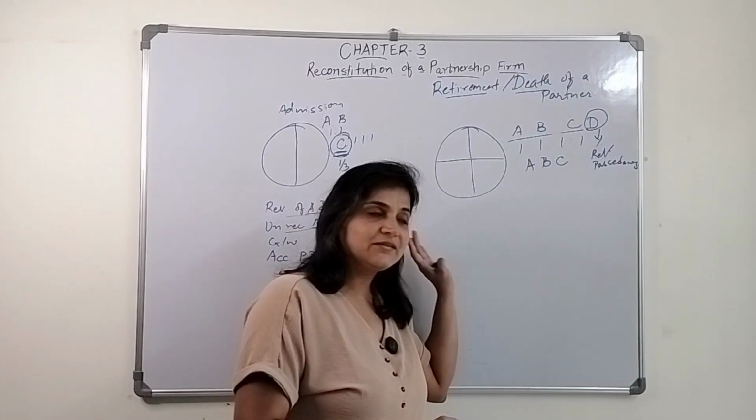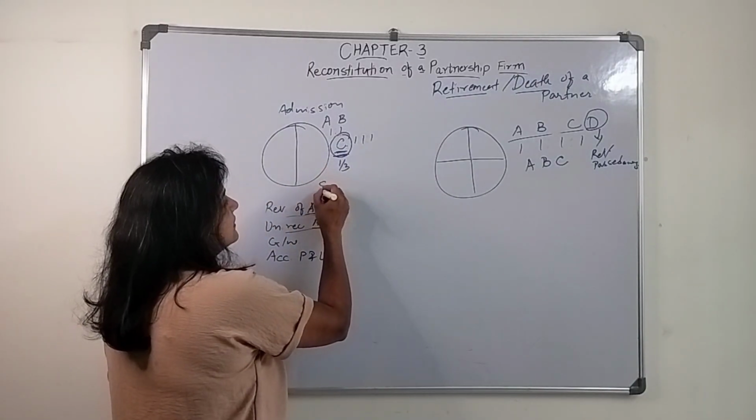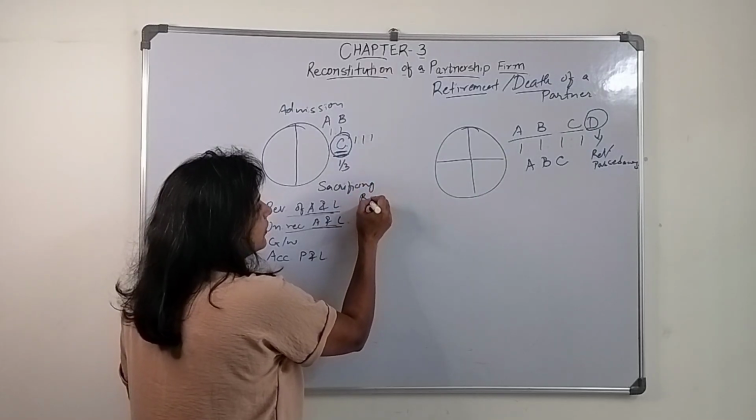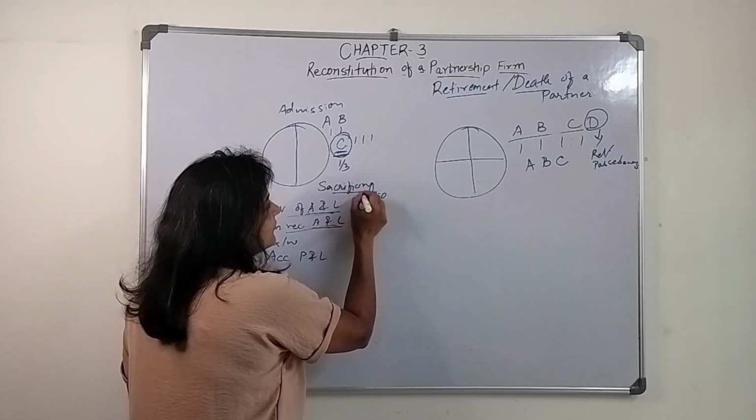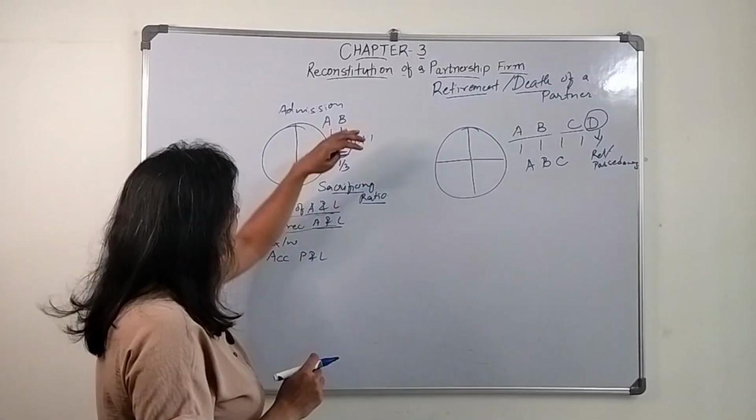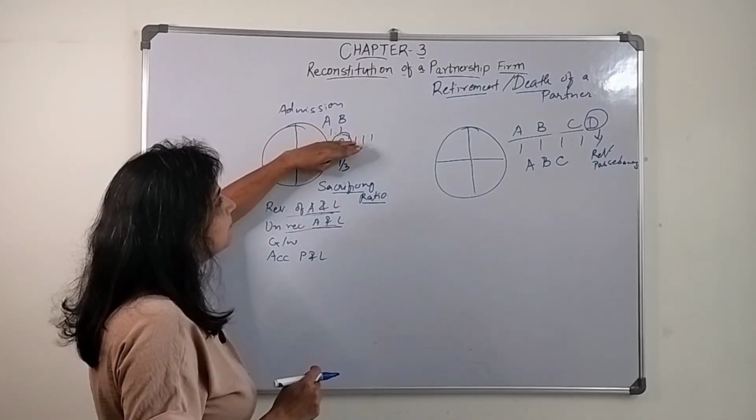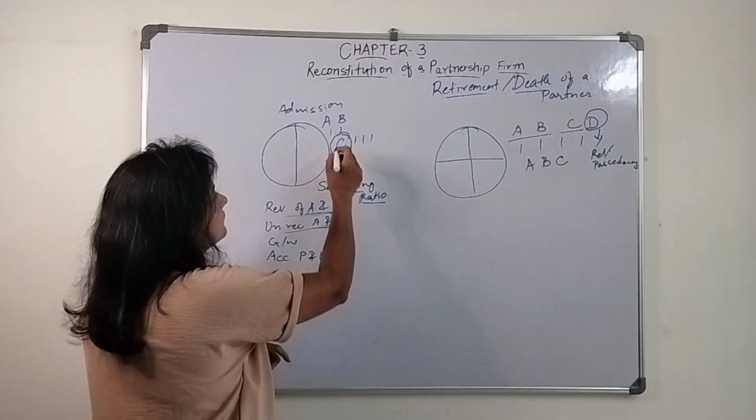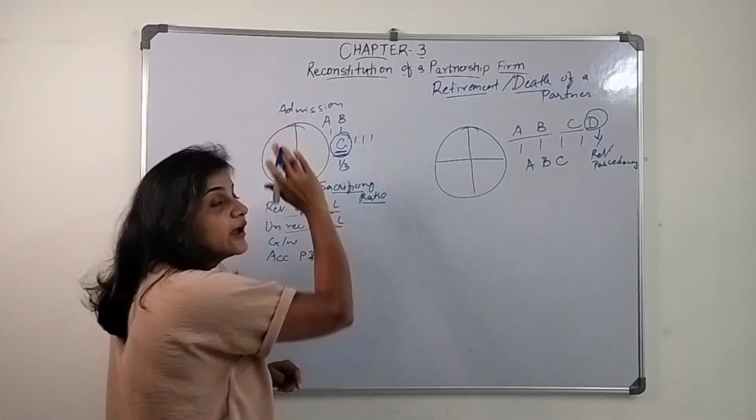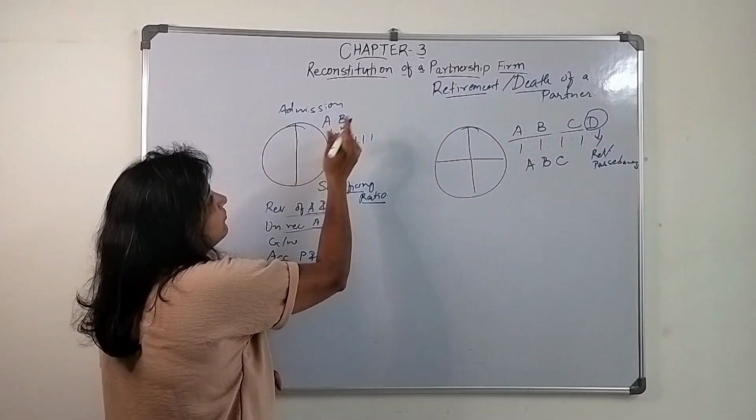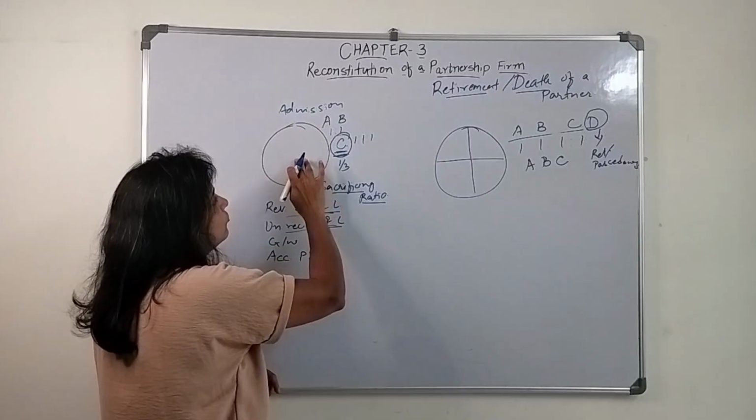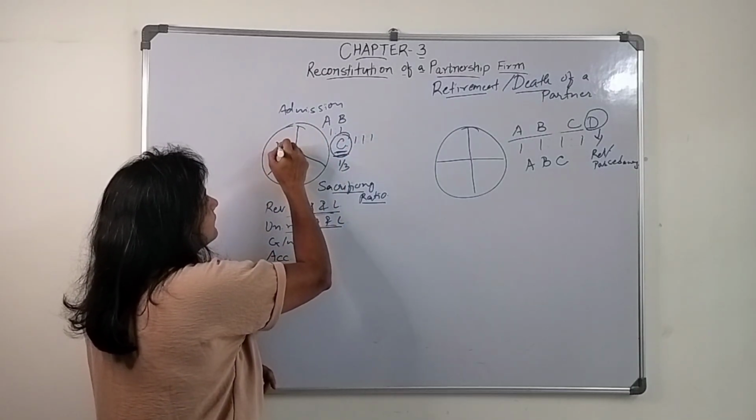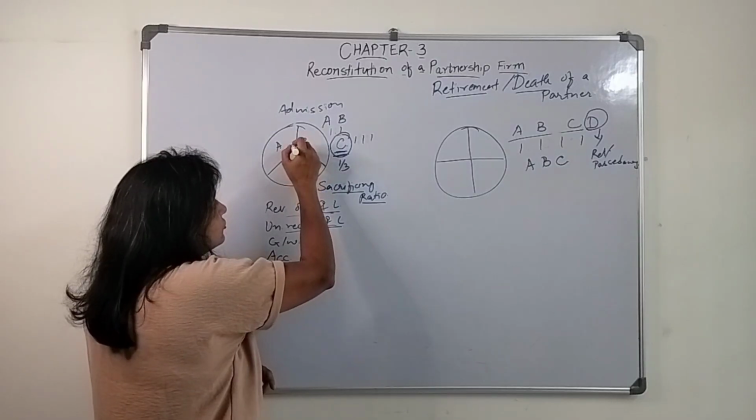In this, what we studied about the sacrificing ratio. Why did we study the sacrificing ratio? Earlier, A and B used to get each and everything. They used to get the profit and losses equally, 1:1, half and half. Now this profit and loss will be shared between whom? A, B and C.